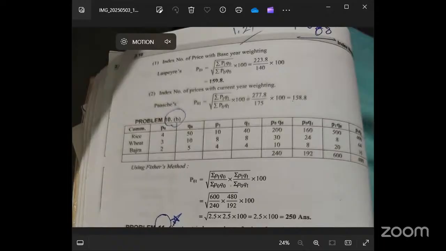We are getting 159.8. If you see the current year values also, according to Paasche method, that is sigma P1 Q1 by sigma P0 Q1 into 100. So here it is 227.8 by 175 into 100. So it is also, see, it's 158.8. It's very near to 159.8, isn't it?